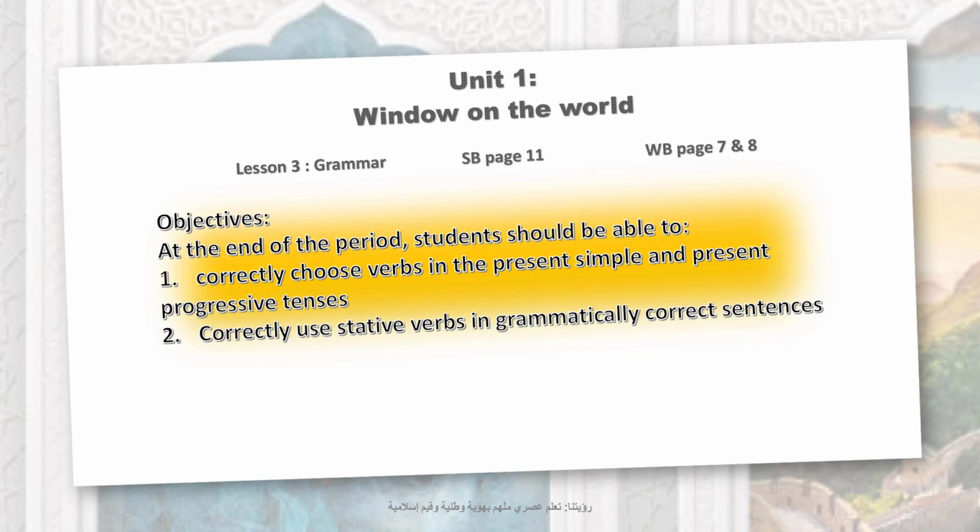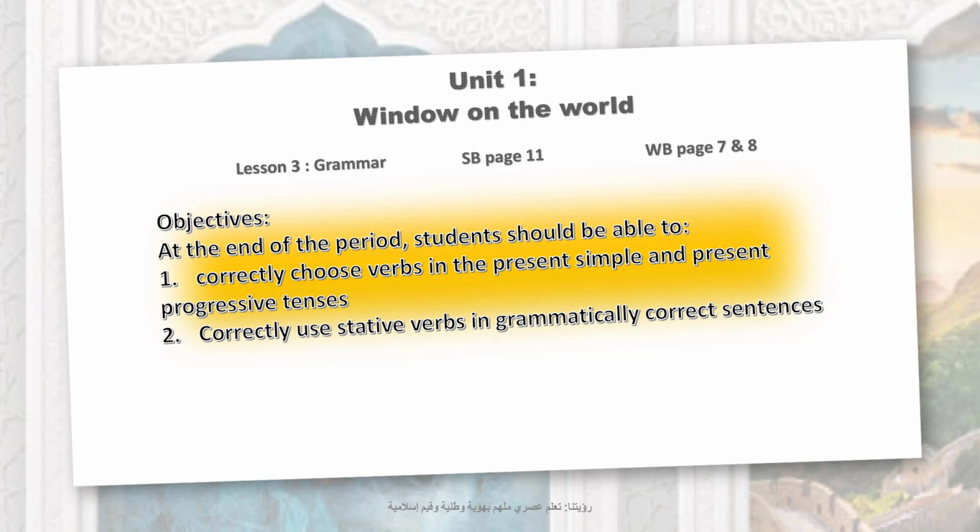At the end of the period, my students should be able to: number 1, correctly choose verbs in the present simple and present progressive tenses. Number 2, correctly use stative verbs in grammatically correct sentences.